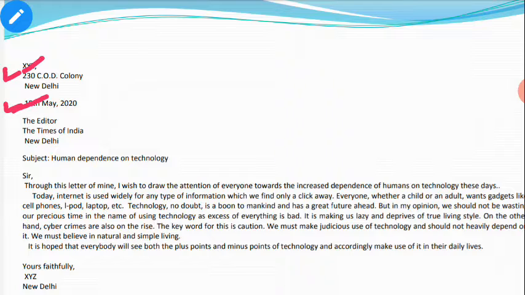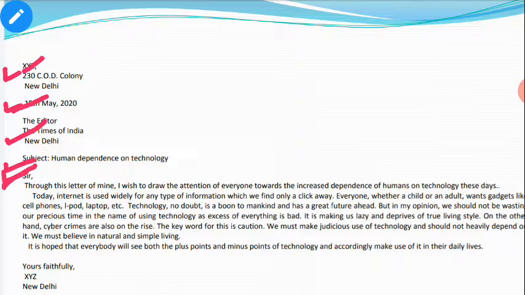And then after the date, the receiver's address, since the letter is supposed to be written to the editor of a national newspaper, so it is the Editor, The Times of India, New Delhi. And then the subject, which was mentioned very clearly in the question: human dependence on technology. As I already told you, the subject should be mentioned in a group of words and not in a complete sentence. So please remember this. And then salutation, Sir, followed by a comma. Sometimes you may write Dear Sir also, but that will be a little less formal, so it is better to write Sir.